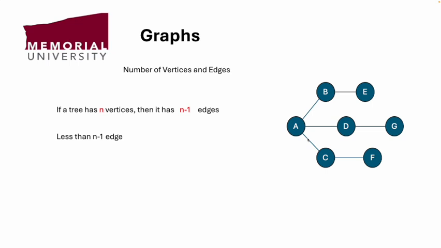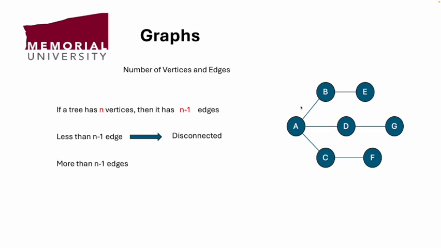If less than n minus 1 edges, okay. If less than, let's make a case. So if less, for example, less than 6, we break one. Okay. So this is what? It's not a tree because what? It's disconnected. It's not connected. Okay.